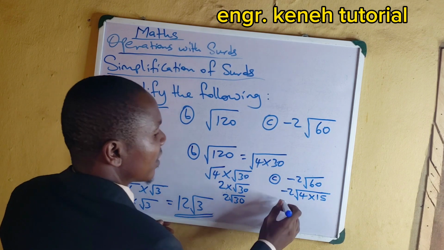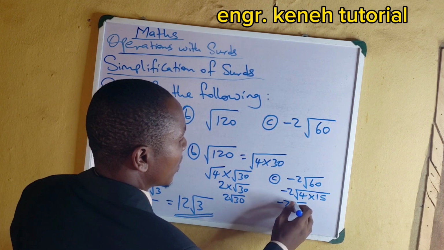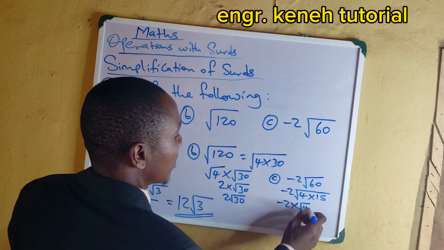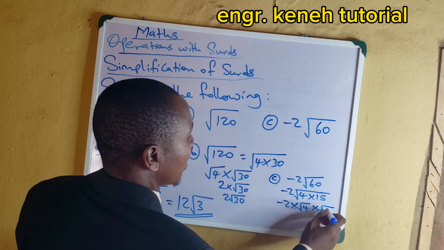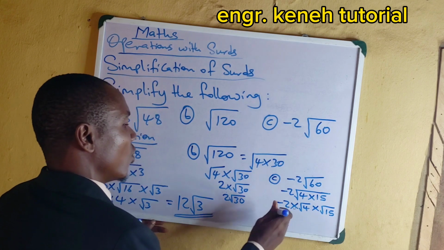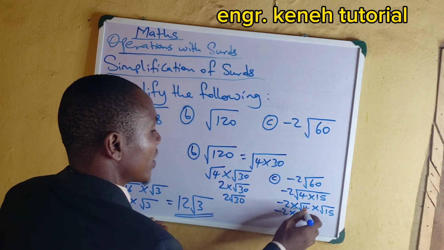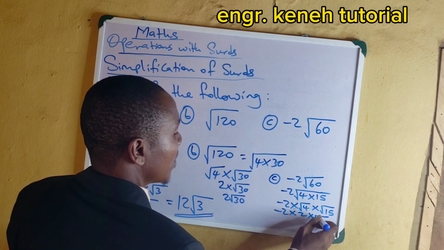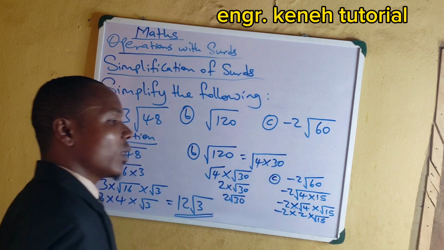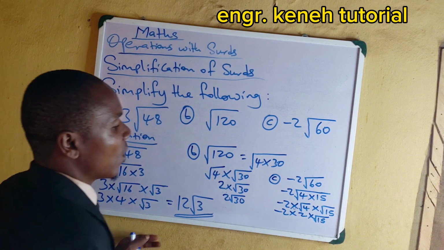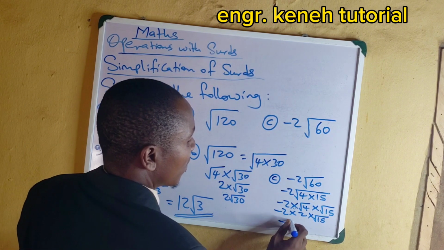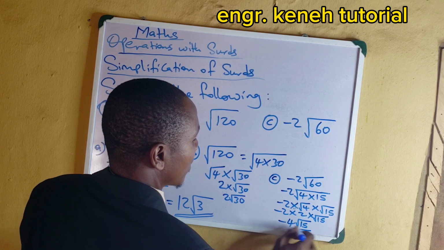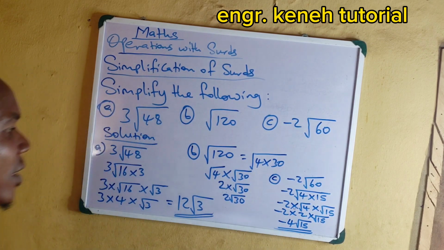So this simply means minus 2 root, okay, let me put this, times root 4 times root 15, like this. So this will give us minus 2 times root 4, which is 2, then you have root 15. Minus 2 times 2 will give us minus 4, so this will give us minus 4 root 15, like this. So that is it. Can you see that?